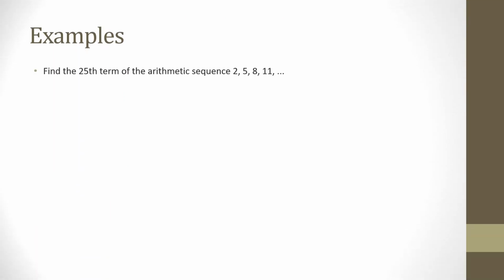Example start. Find the 25th term of the arithmetic sequence 2, 5, 8, 11, and so on. Pag nag-solve kayo ng ganito, bibigyan naman kayo ng first 4 terms. So, kunin nyo yung common difference. So, d is equal to 5 minus 2 is equal to 3. Proceed ka na agad sa formula, which is a sub n is equal to a sub 1 plus (n minus 1) times 3.